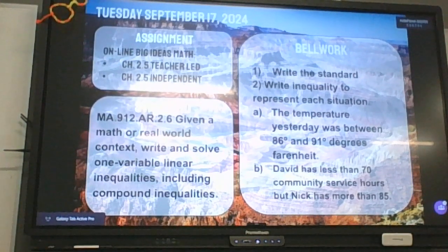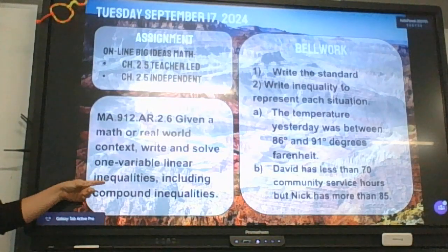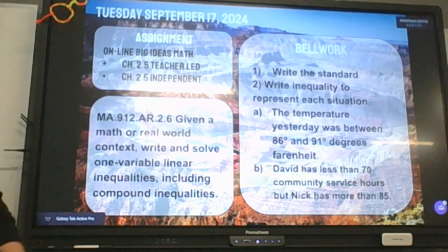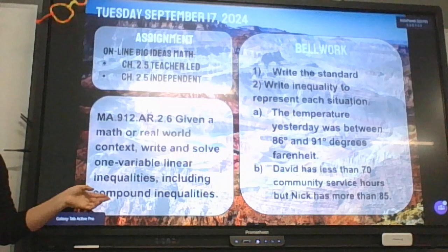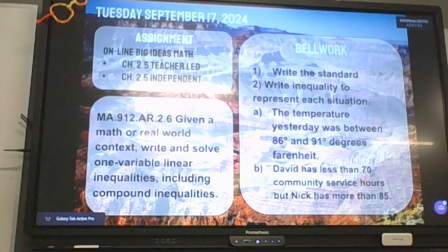Today we're going to be working on giving a real world context to inequality. That's why our problems here are about temperature and community service. And then down here we're going to do some compound inequalities, which means an inequality with two symbols.